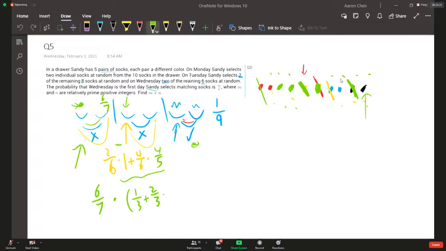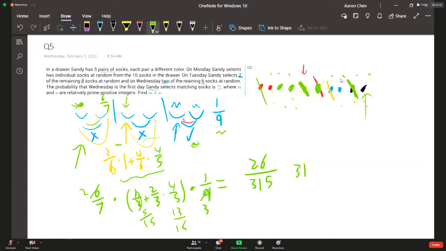So the probability that these two don't match is 6/7, times the probability that the third and fourth don't match, which is 1/3 plus 2/3 times 4/5, times the probability that these two match, which is 1/9. And this is 13/15, and so this is 26/315. And so you want to find the value of m plus n, which is 315 plus 26. And that's 341.